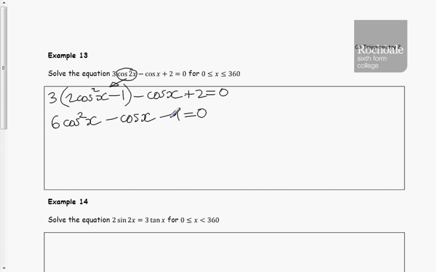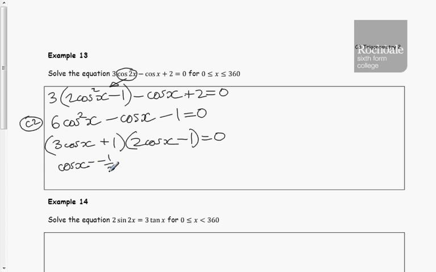So as you can see, it's a quadratic in cos x. Effectively now, like I said, this is a C2 question from here on. So if it factorizes, we factorize it. If it doesn't, we'd use the quadratic formula. This one does factorize. So it's going to be 1 at the end of each bracket. And to give me my minus cos x in the middle, that one will need to be a minus, and that one will need to be a plus. This gives us two possibilities. Either cos x is minus a third, or cos x is a half.